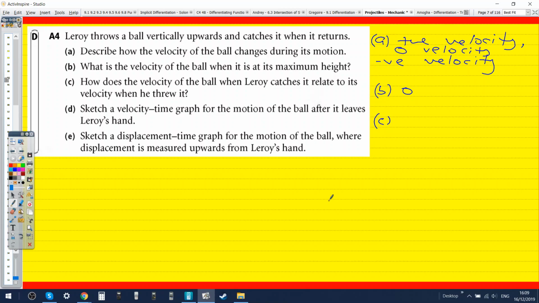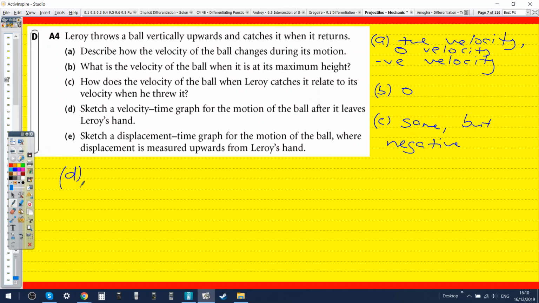Should the velocity be smaller? I think it will be the same but negative. So if he throws it up with a velocity of 15, when it comes back down and lands in his hand, it will be minus 15 if the distance is exactly the same. Okay. So I think it'll be the same but negative. Okay, go on.